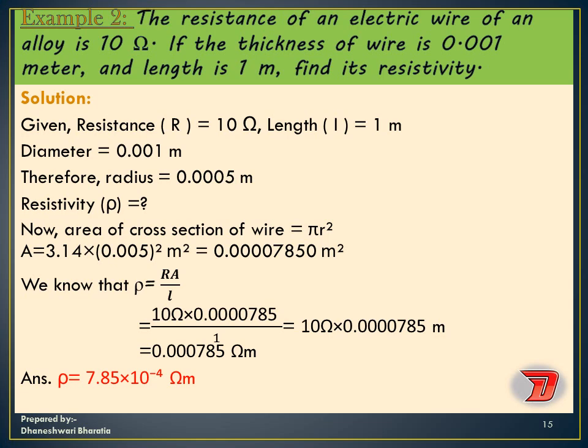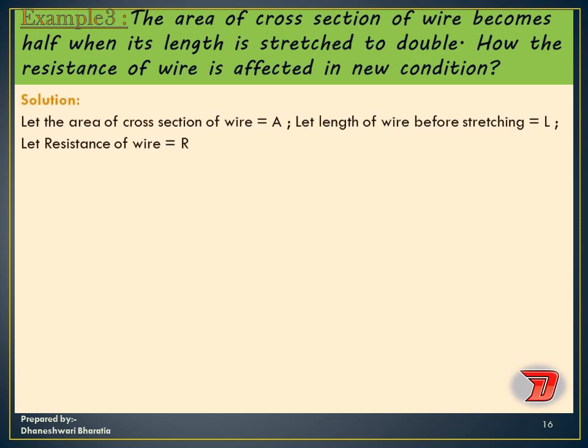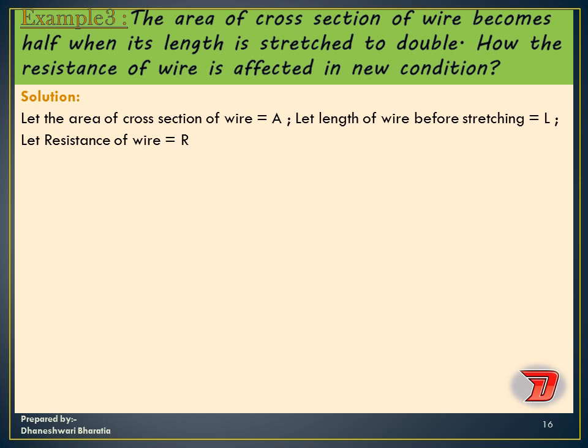Okay, let us continue. Third, the area of cross section of wire becomes half when its length is stretched to double. How the resistance of wire is affected in new condition? Now here ma'am nothing is given, so what can be done? So here two conditions are given, right? What is given? In the first case, let the area be A, length be L, and resistance be R.